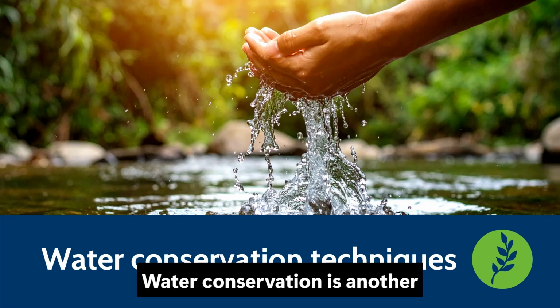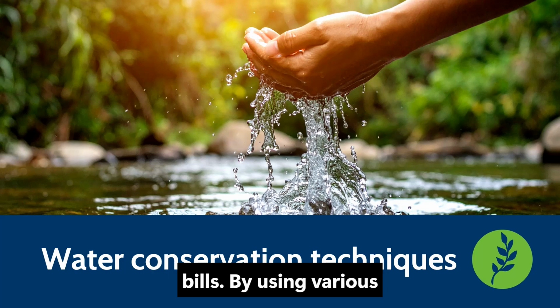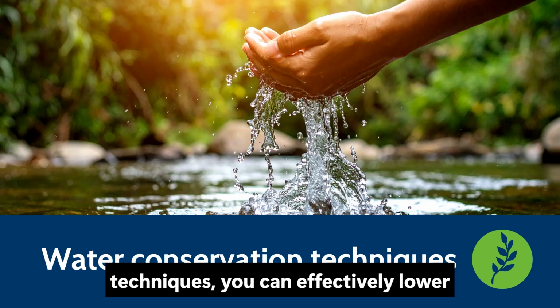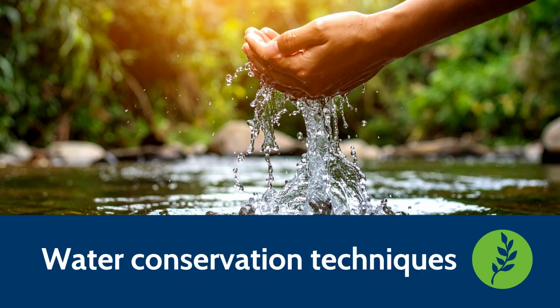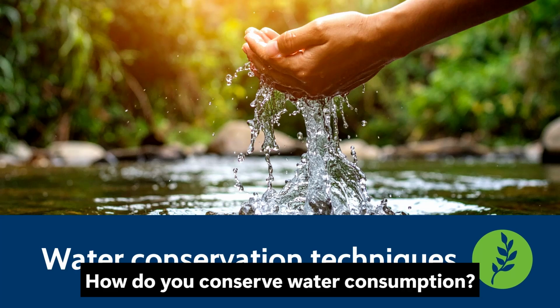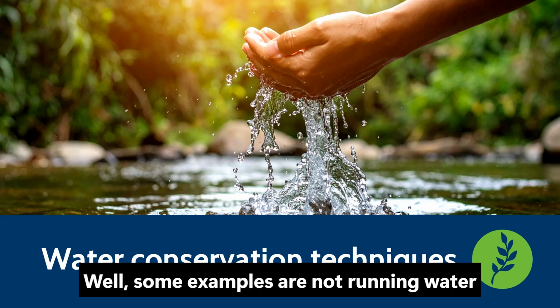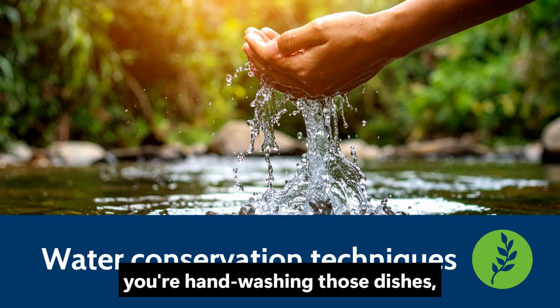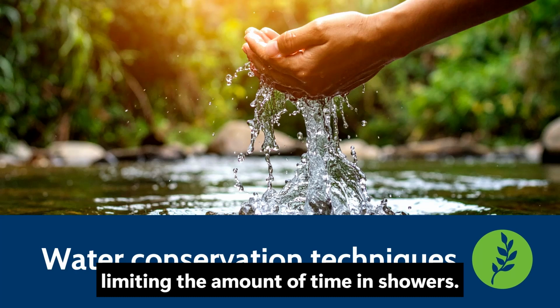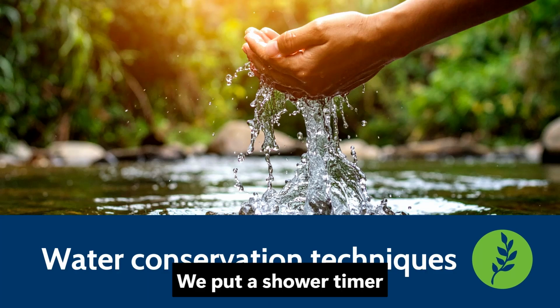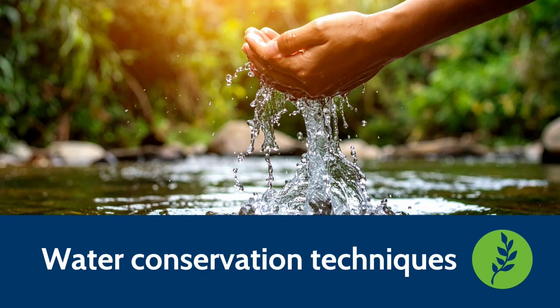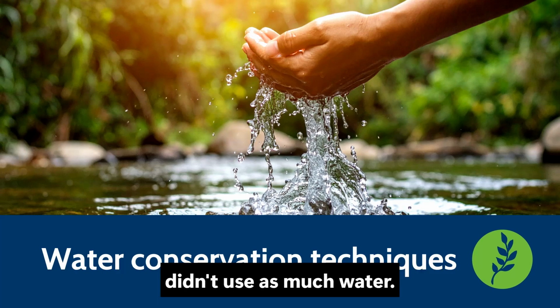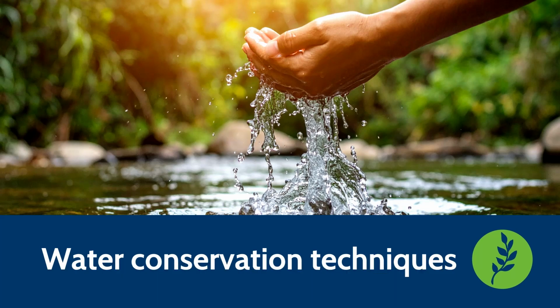Water conservation is another vital aspect of reducing utility bills. By using various techniques, you can effectively lower your water usage and costs. How do you conserve water consumption? Well, some examples are not running water when you're brushing your teeth or while you're hand washing those dishes, limiting the amount of time in showers. We put a shower timer in when our kids were small so that they didn't use as much water.